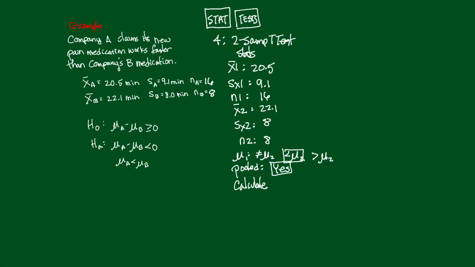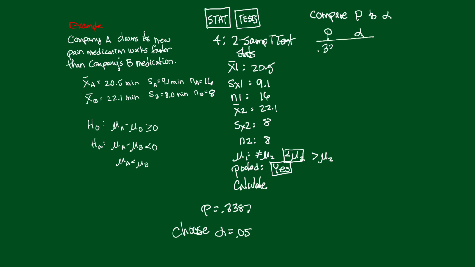And then when you calculate, lots of stuff comes up. Here's the one we're interested in. The p-value is 0.3387. So what does that tell us? Well, we need to choose an alpha. So why don't we choose alpha to be 0.05? Use 0.1 if you like. But now what we're going to do is compare P to alpha. All right, so I'll write a table, P and alpha. P is 0.3387. Alpha is 0.05. So P is greater than alpha.